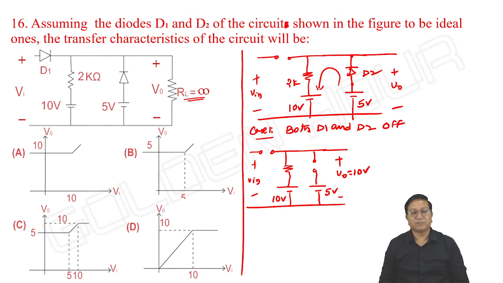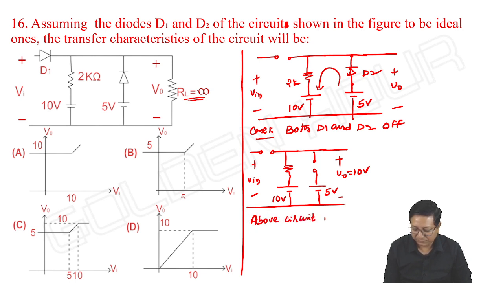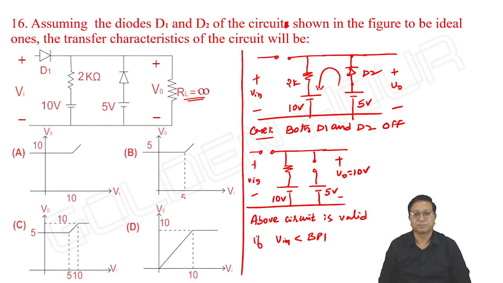Okay. What is the first possible circuit? From the circuit, what is the output equation? That's it. We need not think much. Nothing to worry about. Okay. So here output above circuit is valid if input is less than breakpoint 1.